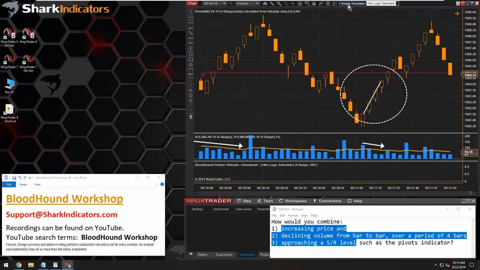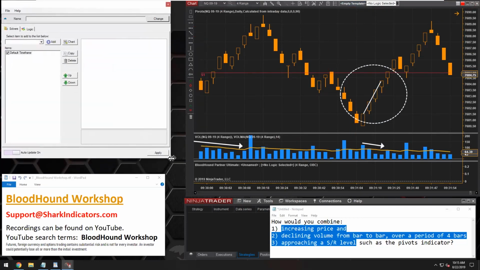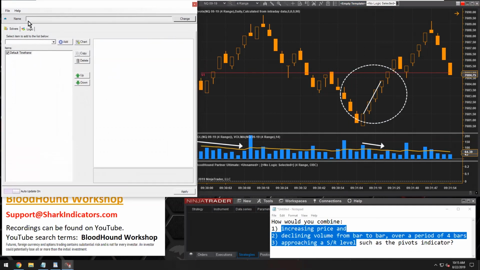All right, so let's get BloodHound open. We can see I already have BloodHound on the chart down here on the bottom, and we have the BloodHound button up on the top of the chart here. So we'll click on the button and open up BloodHound. All right, first thing you want to do is put a file name, name your system here.